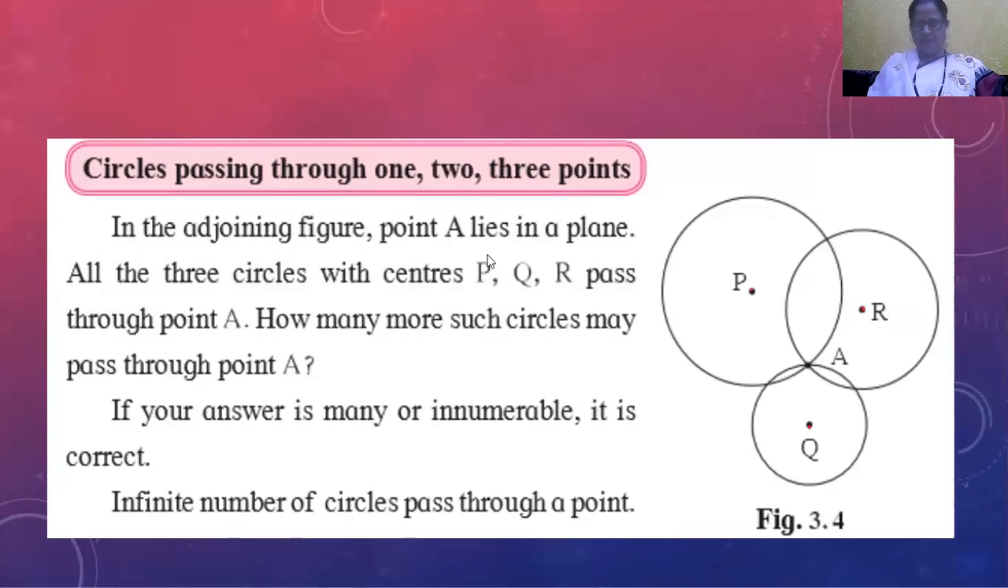Here in this figure, a point A is on a plane. All three circles with centers P, Q, R pass through this point A. Means the circle with center P passes through point A, the circle with center Q passes through point A, and the circle with center R also passes through A. Here we can say that from one point we can draw many circles.